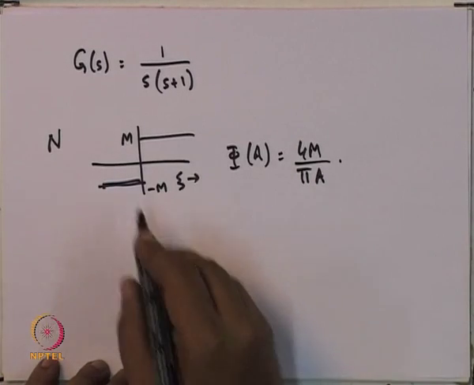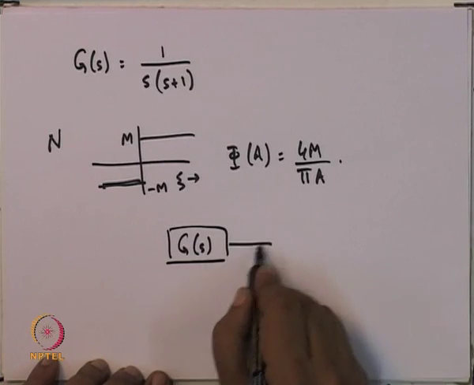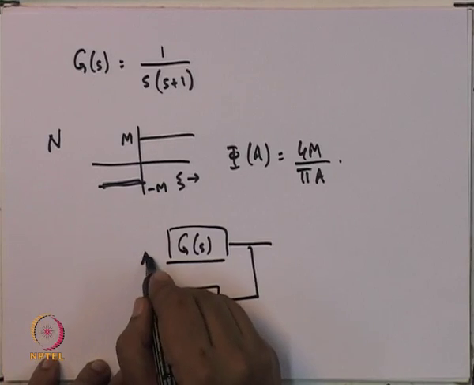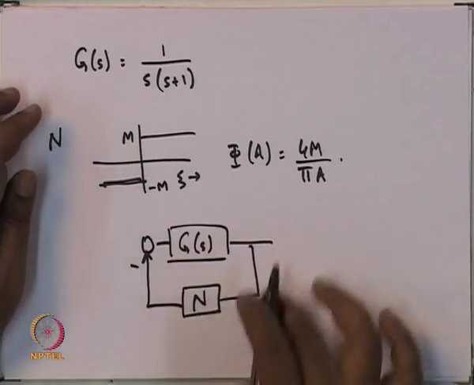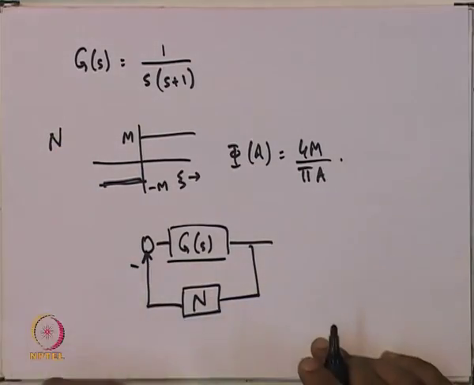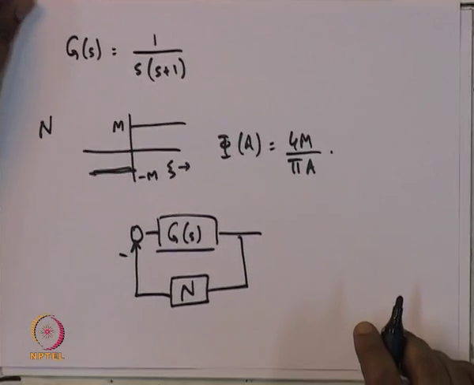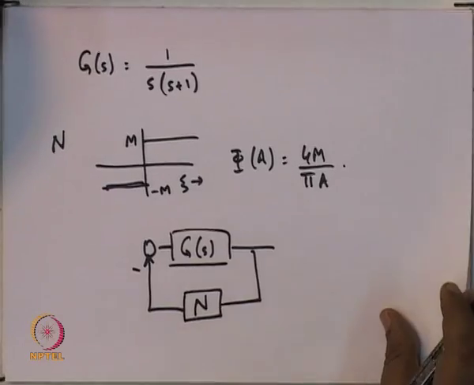And we are now interested in this particular arrangement where you have the linear system and you have the nonlinearity N, and this thing is fed back in this following way. And we want to find out whether this given system has a limit cycle, and if it has a limit cycle, at what frequency and what amplitude the limit cycle exists. Okay, so for this, let us first plot.